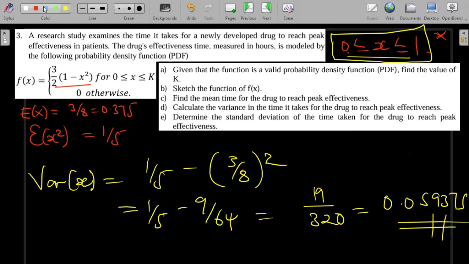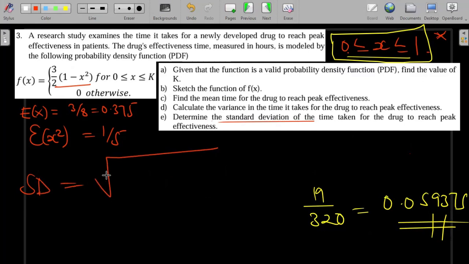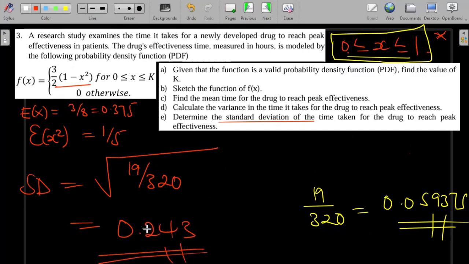Of course, the following question will be to determine the standard deviation. Once you have your variance, you should smile when they ask you about standard deviation. The standard deviation will just be the square root of the variance. So the square root of 19 over 320 is going to be, when I punch my calculator, approximately 0.243. Kindly confirm with your own calculators as well. So that would be our standard deviation. And then we move on.